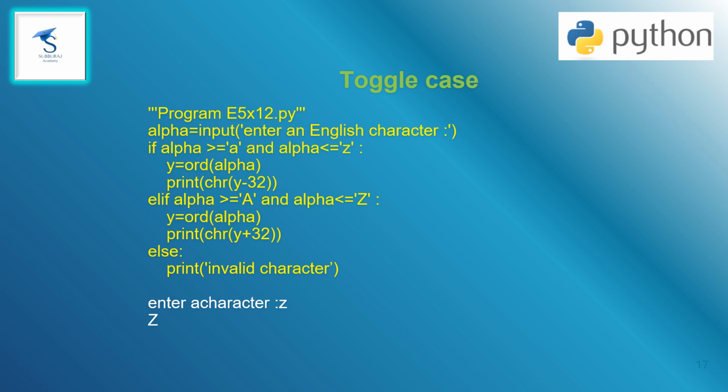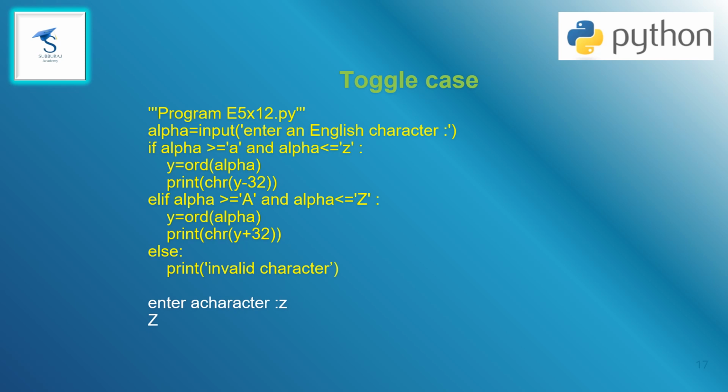Let us take another example. Here we want to toggle case. What is case? You know, uppercase, lowercase. Suppose I type lowercase, I want it to be converted into uppercase. Like for example, small a, I want a capital A. Or if I give capital A, I want a small a. So this program does that.